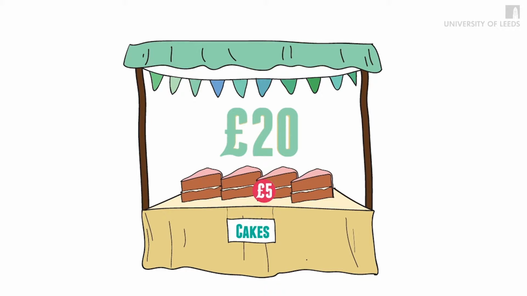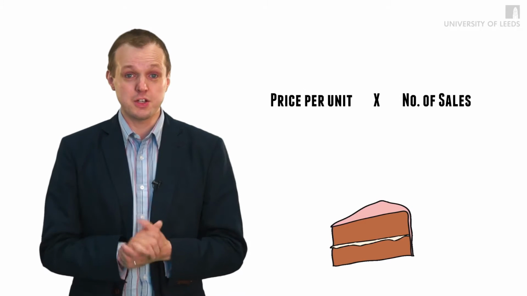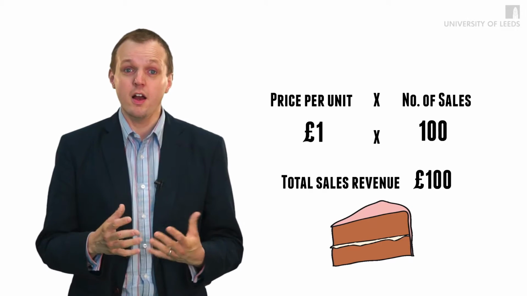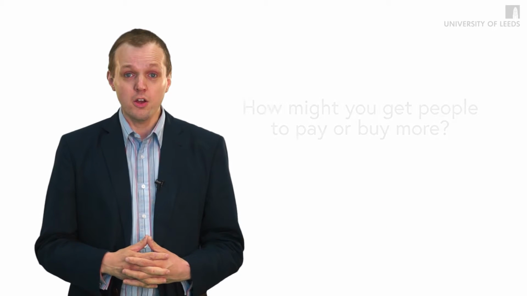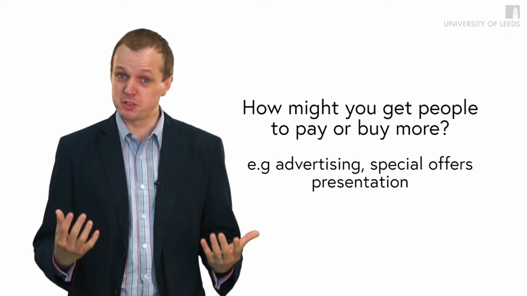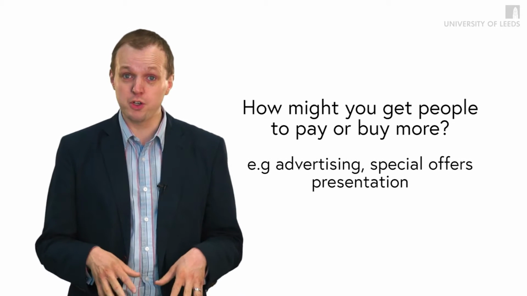Of course, I would need to ask myself whether customers would really be prepared to pay that much for a slice of cake. Now think of some other combinations we could consider of price per unit and number of sales to reach a sales revenue of £100 at the fair. You could also think about how you might encourage people to pay more per unit or buy more units.